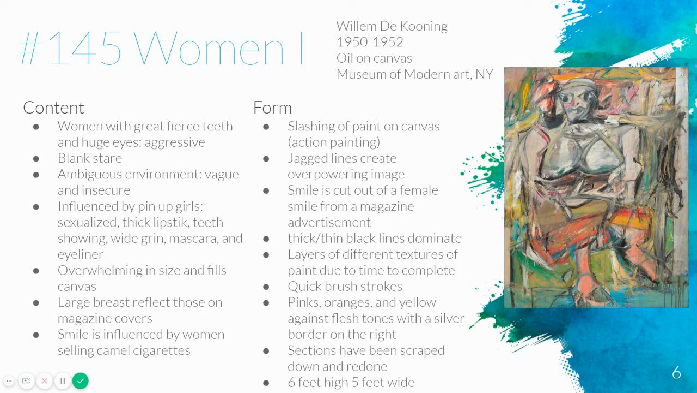What we have here is still a limited color palette of pinks, orange, and yellows, creating some of those flesh tones with some blacks and whites that smear together on the canvas to create a lot of your gray tones. We talked about parts of it being scraped through and scraped down and then even repainted and then scraped off and repainted. So you have a lot of going back and reworking the area. And like I said, this is 6 feet high by 5 feet wide.